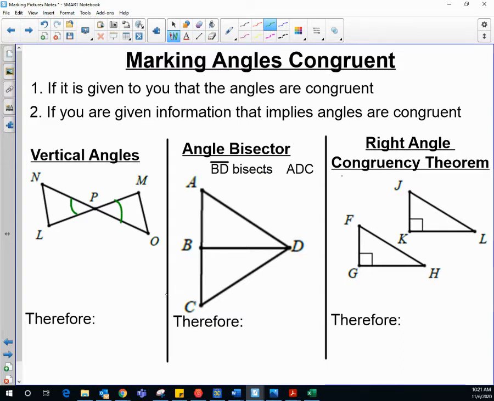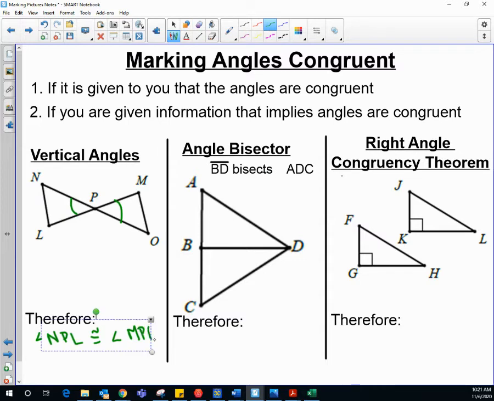Okay, so now that we know those are congruent, now we can name them. And remember, we're going to use the three-letter naming system. And remember, the vertex needs to be in the middle. So I'm going to call this angle NPL is congruent to angle MPO.